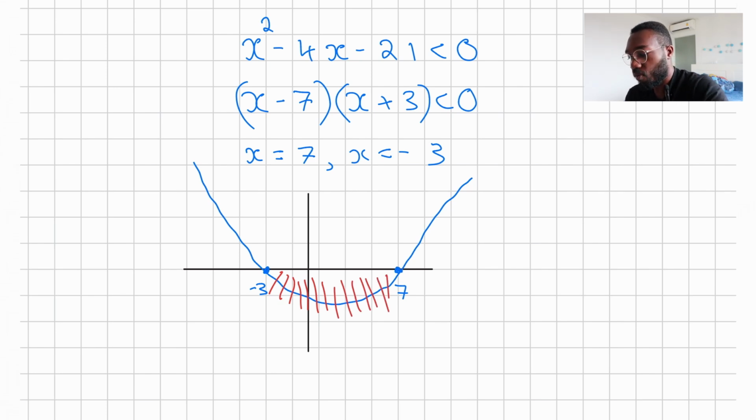So what would that be then? Well, if it's those values, then we can clearly know that the answer would be minus 3 is less than x, which is less than 7. We want all of those values in that region there. So it has to be all the values in between minus 3 and 7.